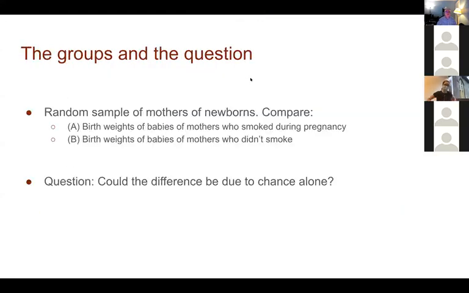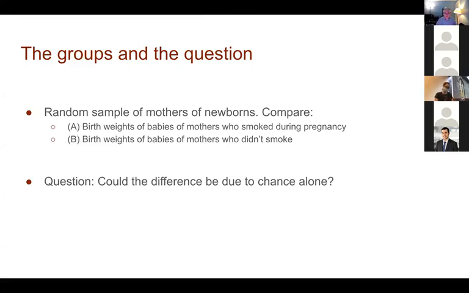Okay, so the groups for this particular experiment, right? When we do A/B testing, the first thing that we want to know is what our groups are. We have to figure out what our two groups are going to be. In this case, the pool that we're picking from is the random sample of newborns, because the data that we have is just a random sample of mothers and newborns. It's not every mother and every newborn. So what we have is a sample.